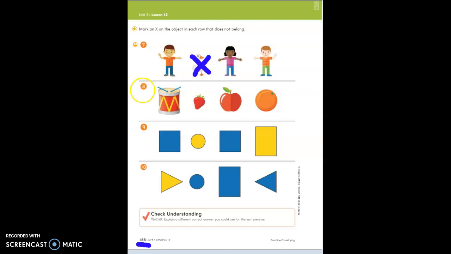So I want you to go through 8, 9, and 10 and put an X on the one that does not belong in that row. All right, kindergarten? And then you're finished with math. Good job today.